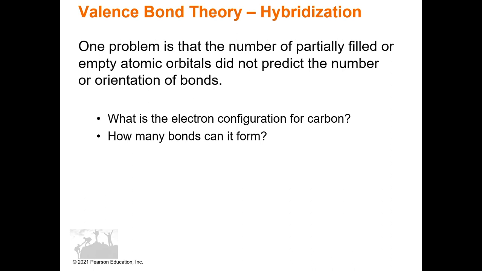So we know that carbon needs to form four bonds. And therein lies the problem. If we follow the same method that we saw in sulfur and apply it to carbon, then we won't be able to see four bonds forming with carbon. So we have to take a look at the electron configuration for carbon to see why this is a big problem.